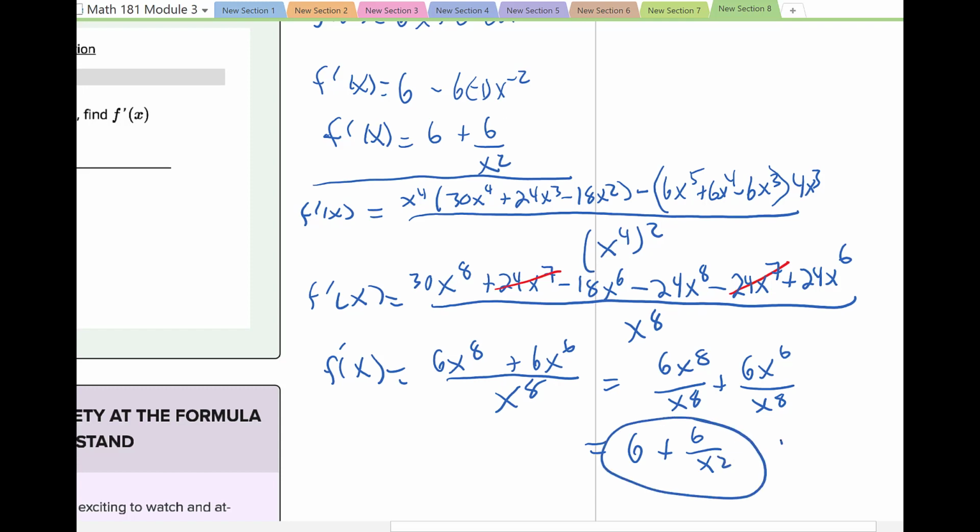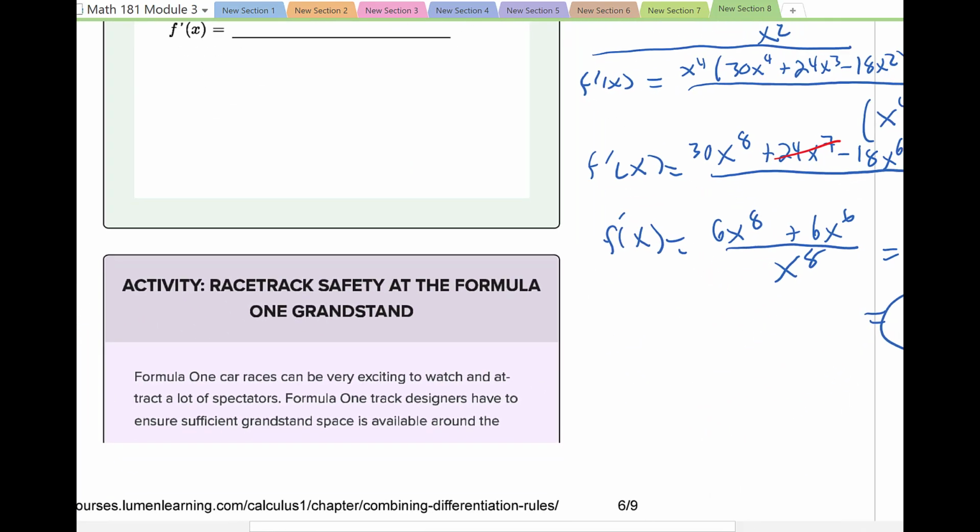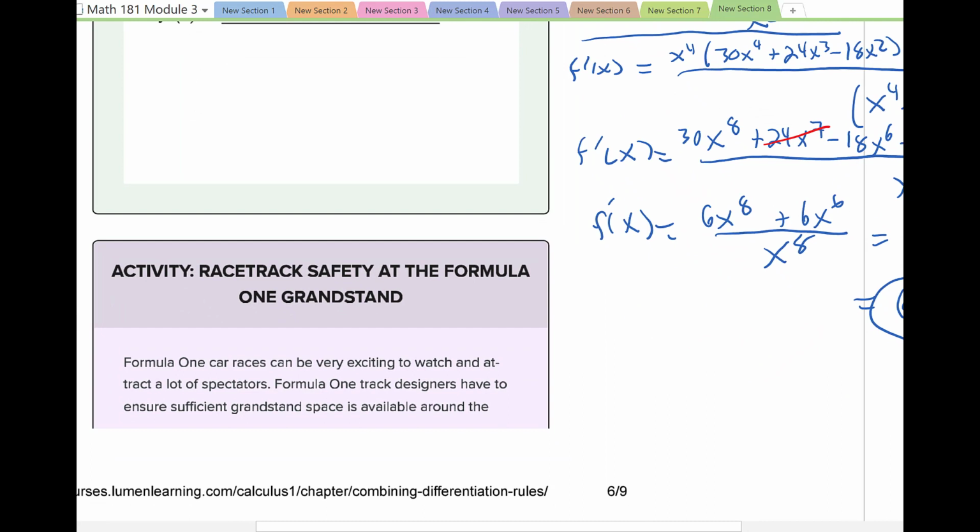Not a coincidence. Now, there's one last thing. If you want to go through and read about racetrack safety at a Formula One grandstand, they talk about some applications of that. I'll leave that to you, the student, to go through, especially if you like Formula One stuff.